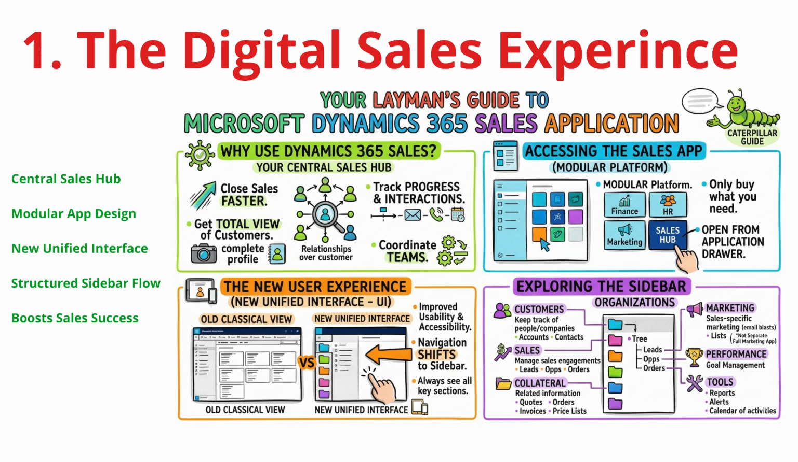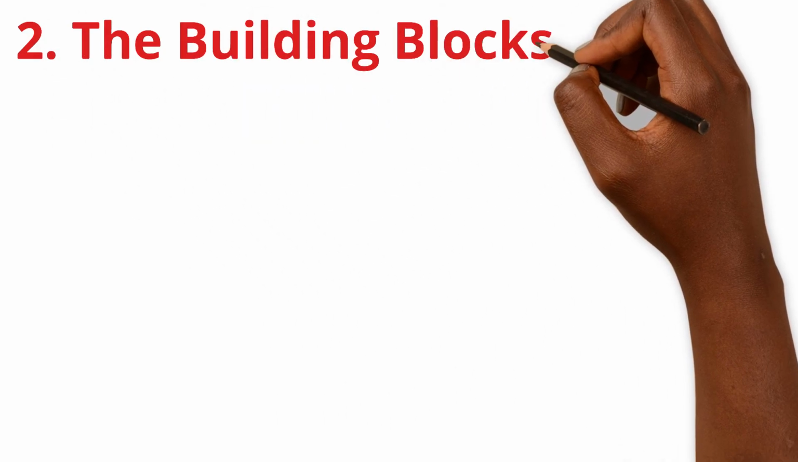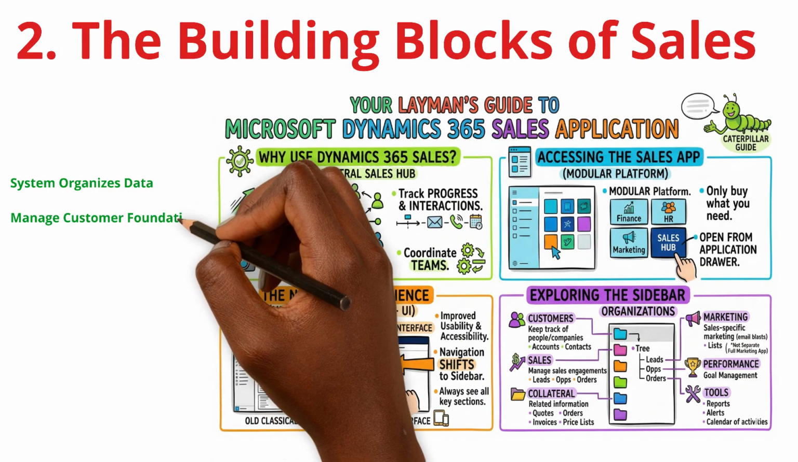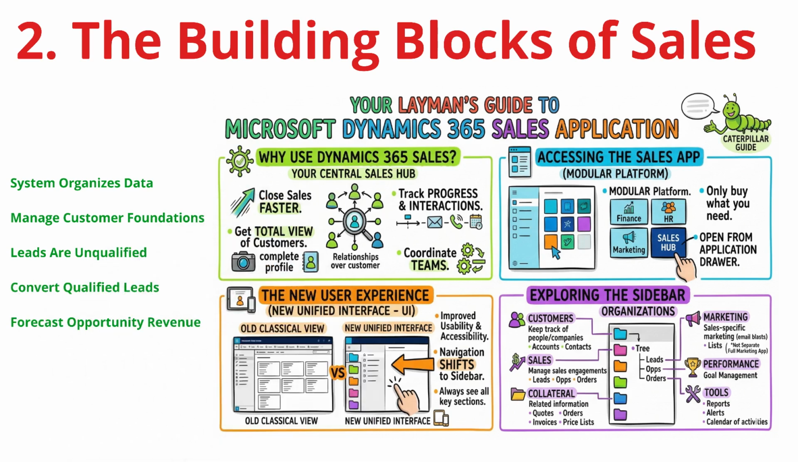This sidebar logically organizes your workflow into clear categories. Easily manage customers and sales engagements, access collateral like quotes, coordinate simple marketing email blasts, and track performance goals, all with built-in tools like reports and alerts. Welcome to this non-techie guide exploring the building blocks of sales, understanding accounts, contacts, leads, and opportunities.